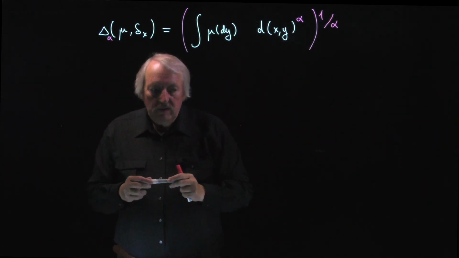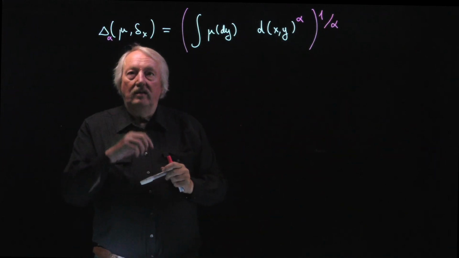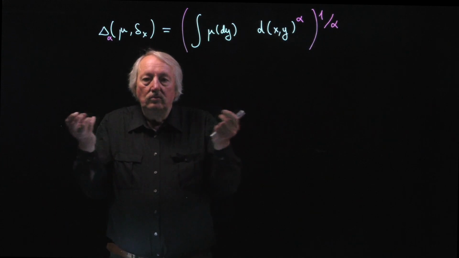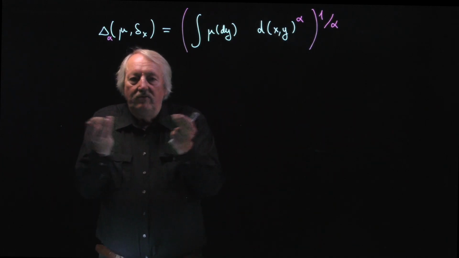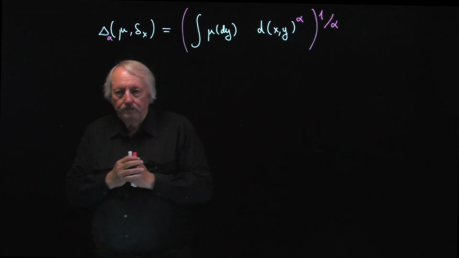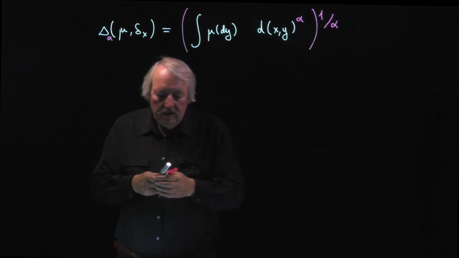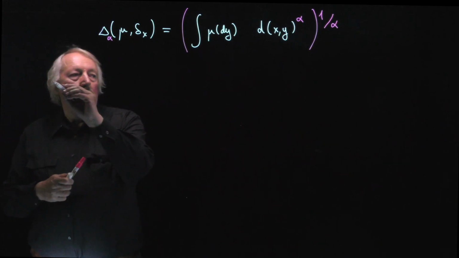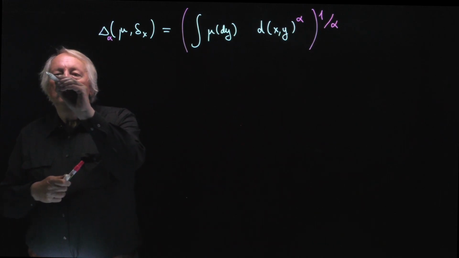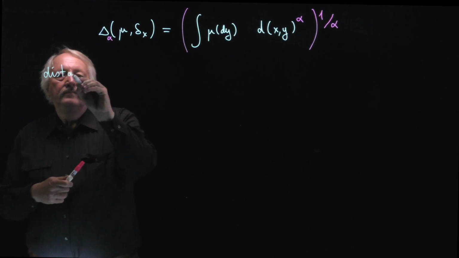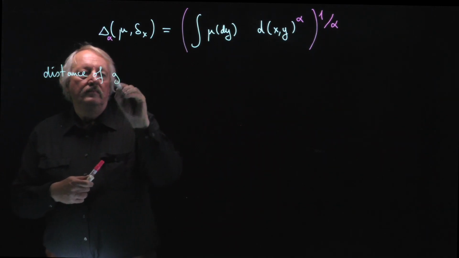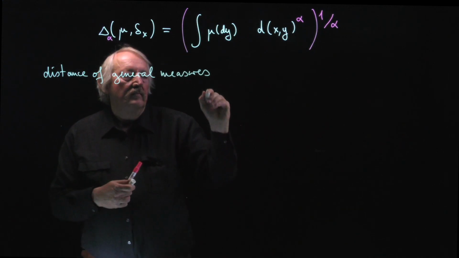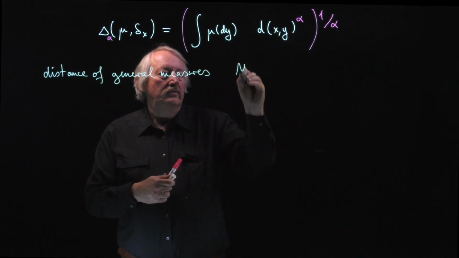Okay, so the next step is a really interesting step. That is when we have two measures that are not point measures, then how do we say how far they are from each other? And so here, we go back to the work of Gaspard Monge. So, distance of general measures.